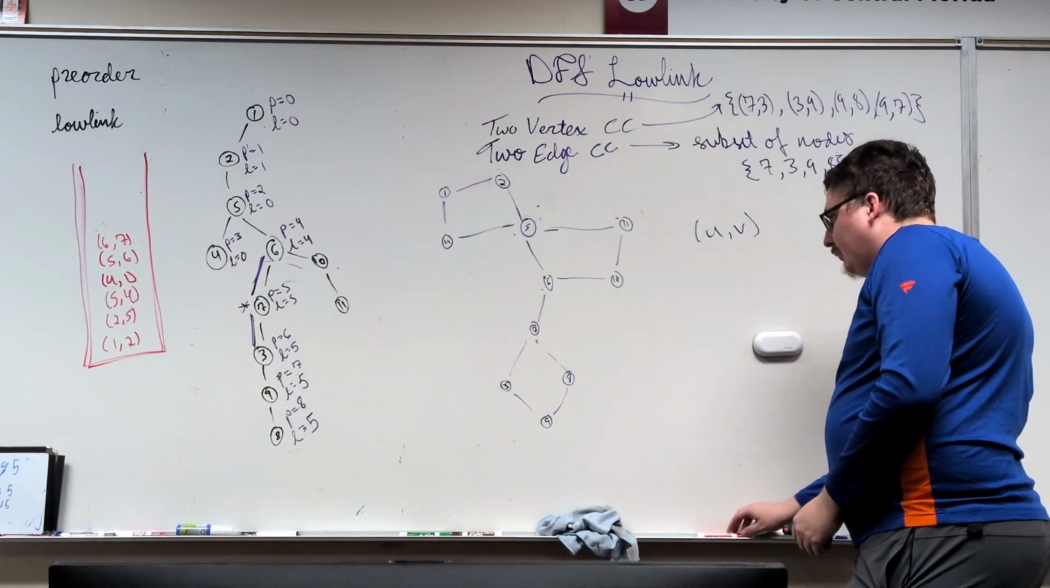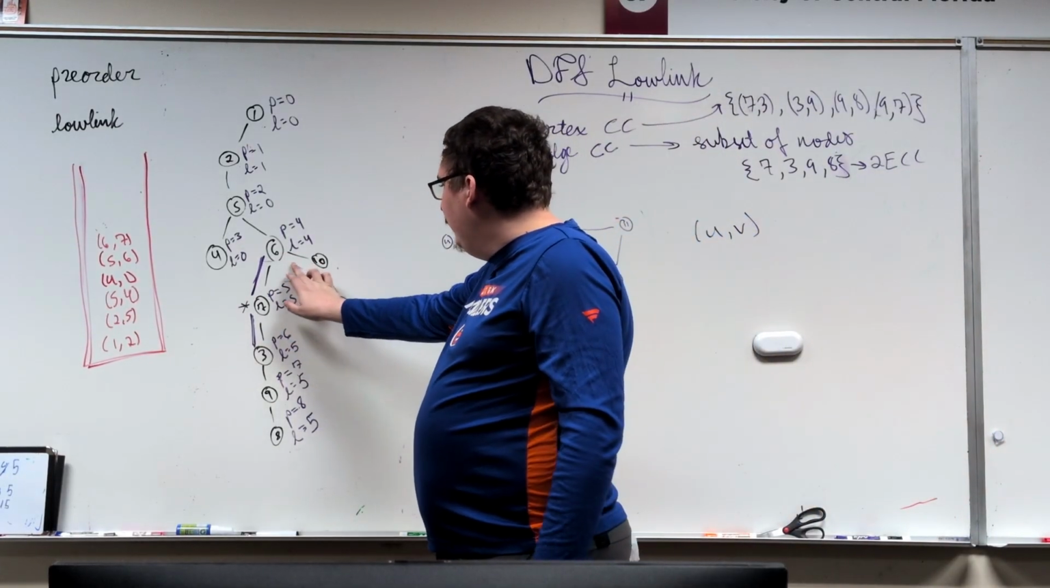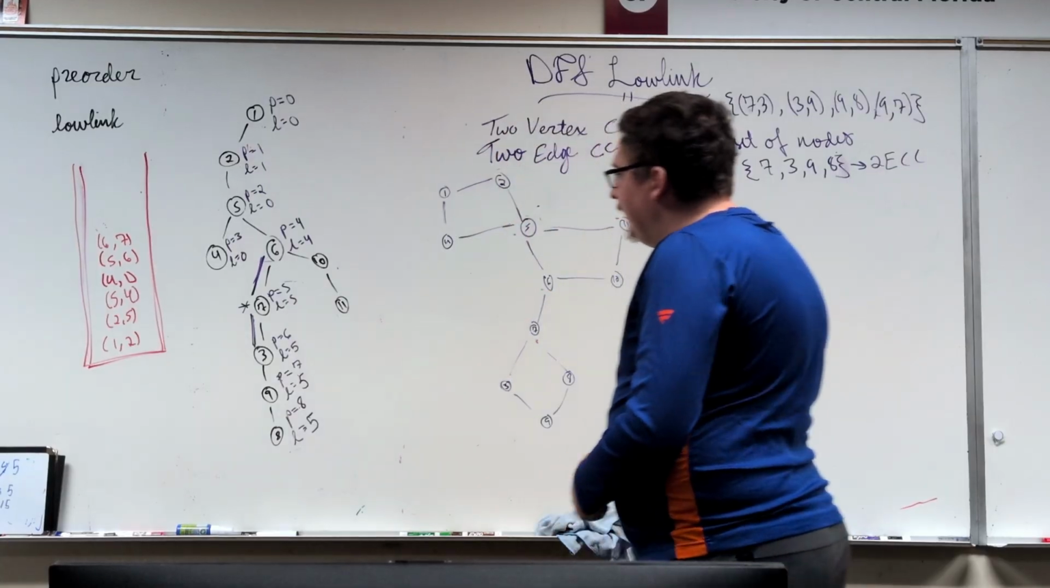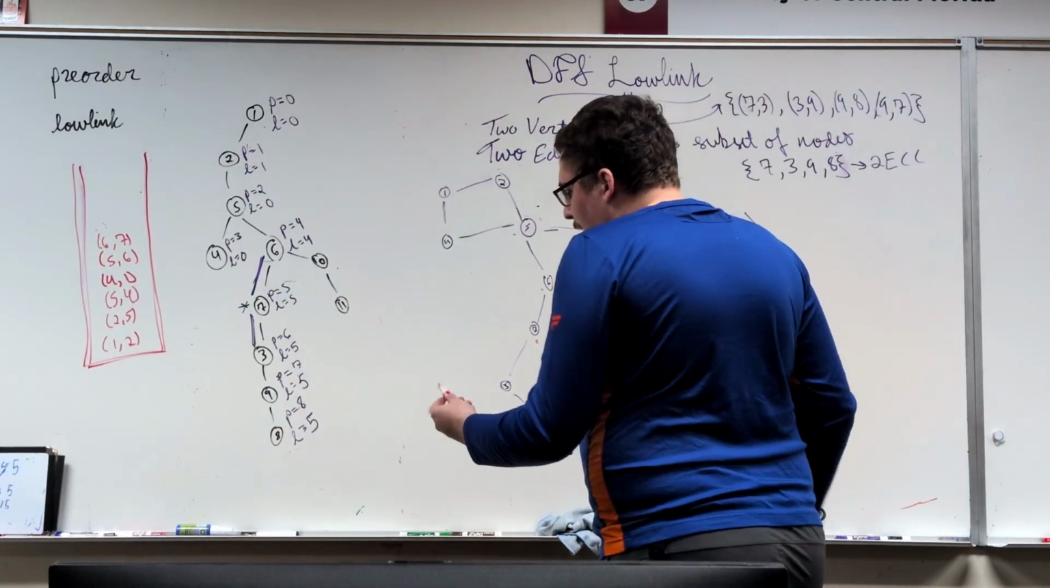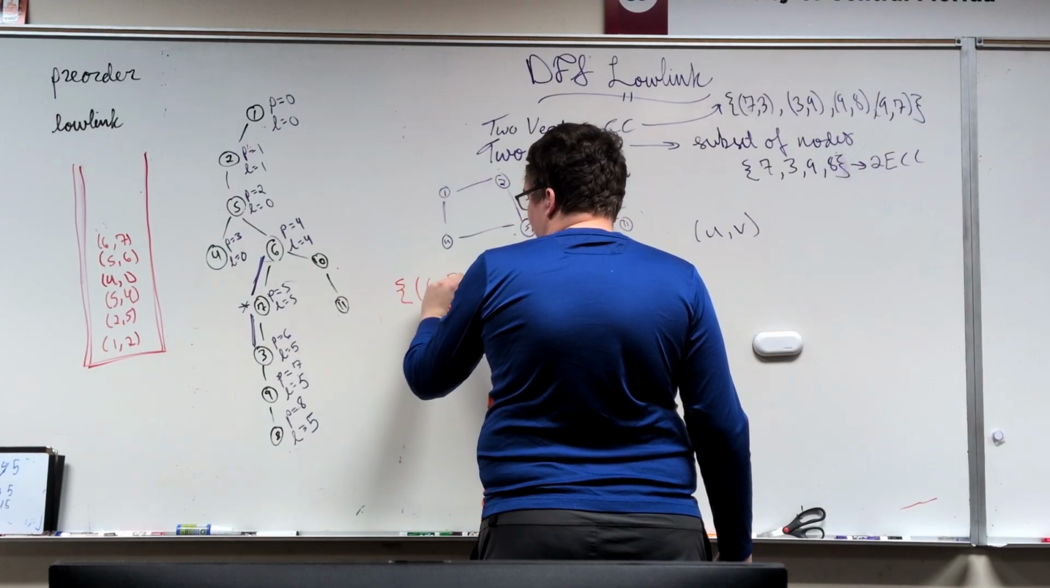So, because the low link of 7 is greater than or equal to 6, we can form a new 2 VCC, which is going to be the lone edge of 6, 7.